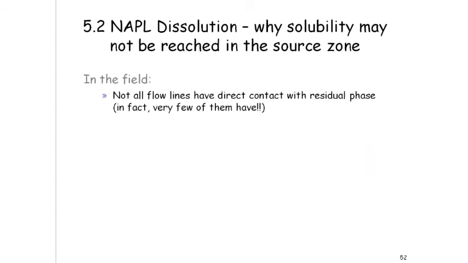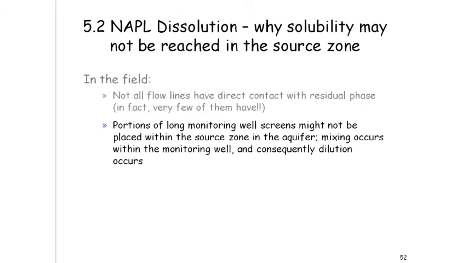In fact, a typical rule of thumb is if you're finding concentrations within about 1% to 5% of the Raoult's law calculated solubility, there's probably a NAPL present. Again, we have this problem of flow lines not all contacting NAPLs, and long screens integrate.